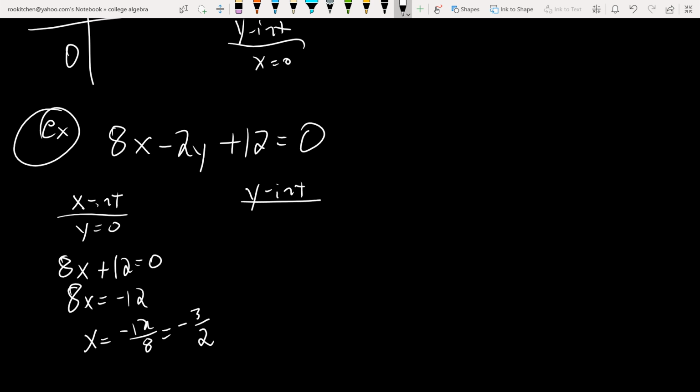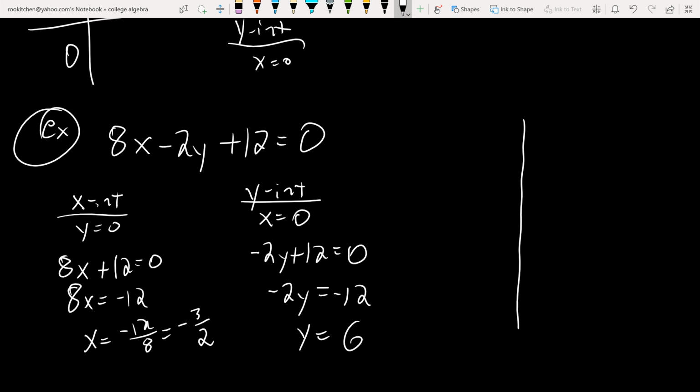For the y-intercept, you let x be 0. So you'll end up with 8 times 0 is 0, minus 2y plus 12 is 0. Minus 2y equals negative 12, and so y is 6. Okay, so you go over to your graph. 1, 2, 3, 4, 5, 6, 0 for the y-intercept. And then negative 3/2, which is negative 1.5, 0. And that'll look like this.